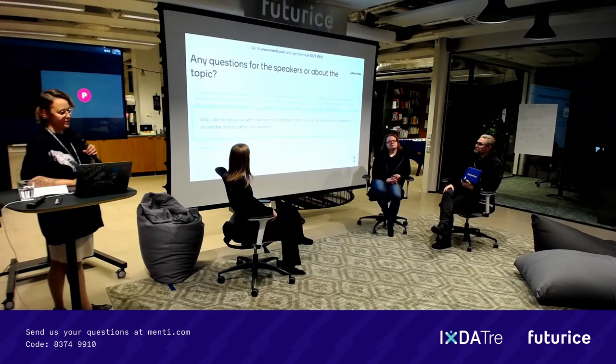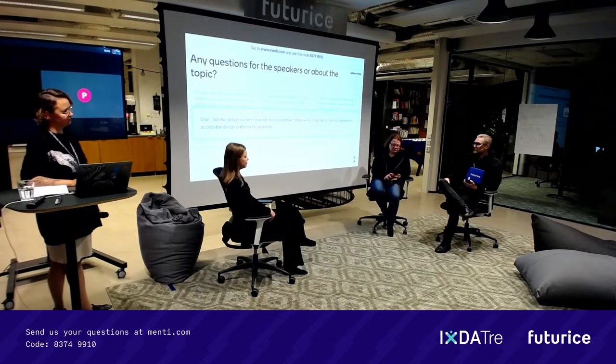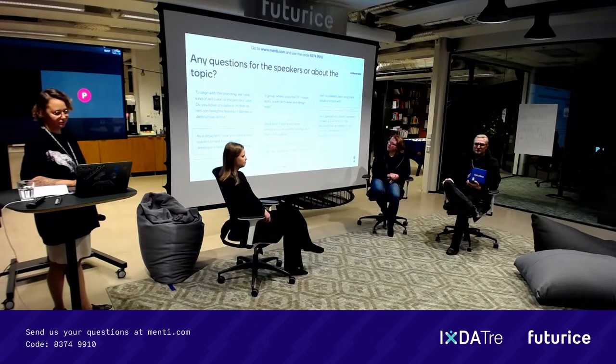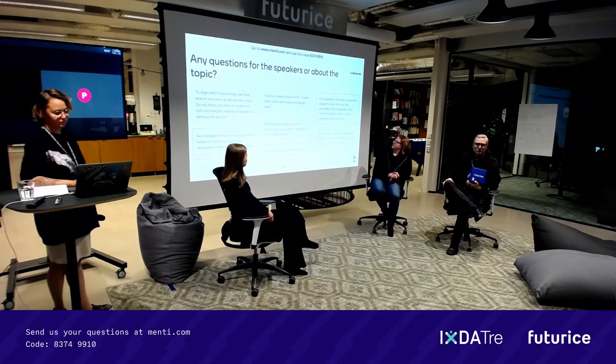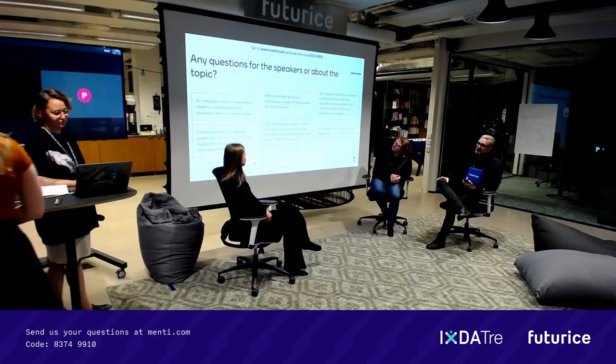Cool. Then there's one: did the design system cover only accessible components, or did the system have samples of accessible design patterns as well? So now we're working with only components, so the patterns will come later on, but yes, we are aiming to cover bigger entities as well. That's very often the approach: start with small and then get to bigger things. So the answer is we're not there yet.